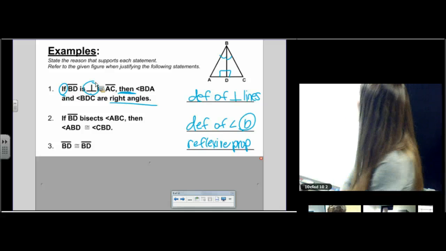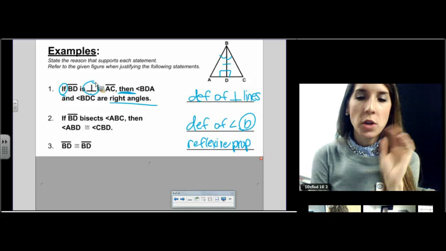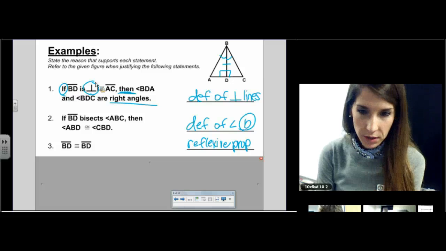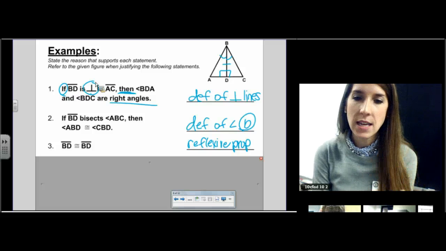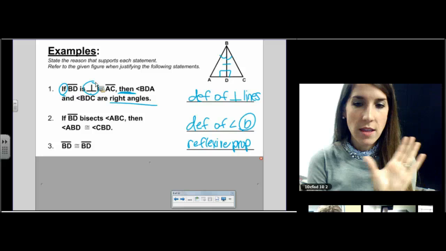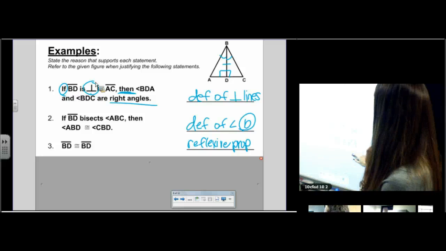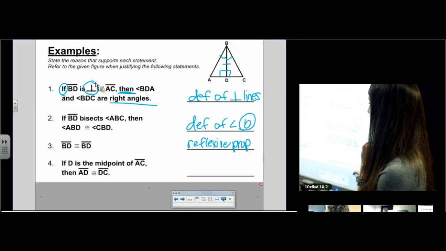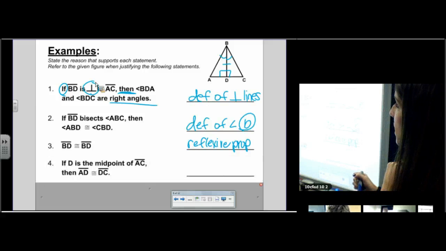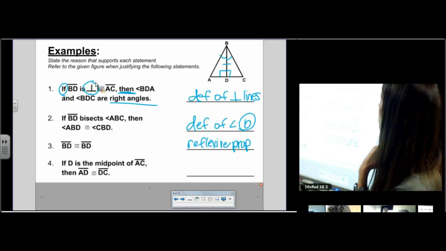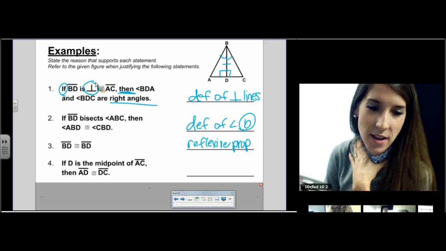Okay? So what just happened? Look at our picture. We just proved that those angles are right angles. We just proved that BD is congruent to itself. We just proved that those two angles are congruent. So what do we have? Oh, we're not doing a proof apparently. We're just justifying statements. I thought we were going to prove these congruent by angle, side, angle, but no, we're just going to keep going.